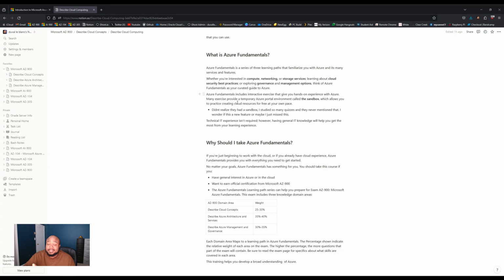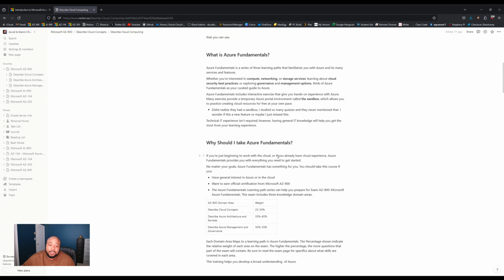I didn't realize, so this is my notes that I wrote. I didn't realize they had a sandbox. I studied so many quizzes and they never mentioned that. I wonder if this is a new feature, or maybe I just missed this. This is just something I wrote where I went over a lot of cloud stuff through other apps, and I don't ever remember them mentioning the sandbox. So I found that interesting and I just wrote that down.